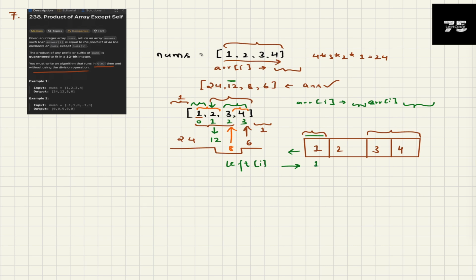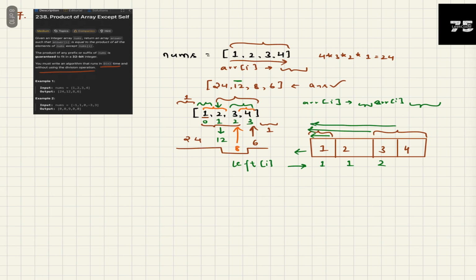Before 2 I have only 1, so 1 ones are nothing but 1. Before 3 I have 2 and 1, so 2 ones are 2, and before 4 I have this 3 included, right? So 3 twos are 6 and 6 ones are 6. Okay, so this is what we have.